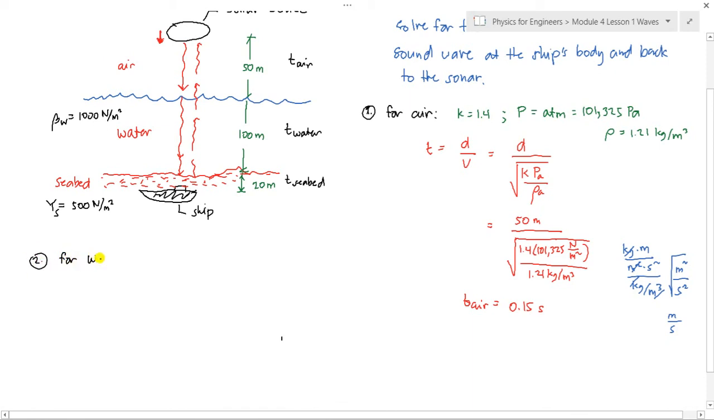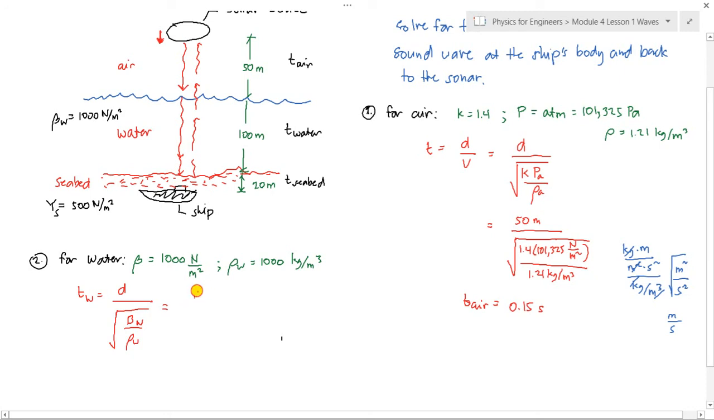Next is for water. Again, the parameters we need are the bulk modulus of water, 1000 Newton per meter squared. Then the assumed density of water is 1000 kilogram per cubic meter. So for water, the time T in water is equal to the distance traveled by the longitudinal wave in water, that is 100 meters, all over the square root of the bulk modulus divided by the density of the water.